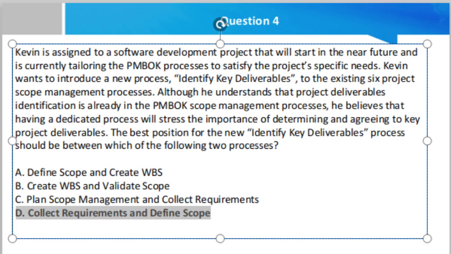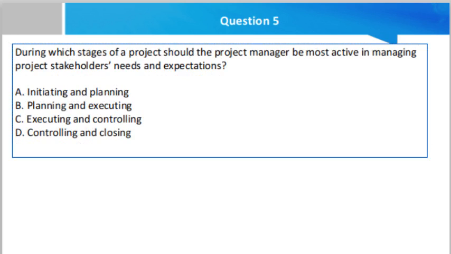Question number 5. Friend, during which stage of a project should the project manager be most active in managing project stakeholders' needs and expectations: initiating and planning, planning and executing, executing and controlling, or controlling and closing? So these are the possible options. What do you think, friend, the right answer is? The right answer is initiating and planning.